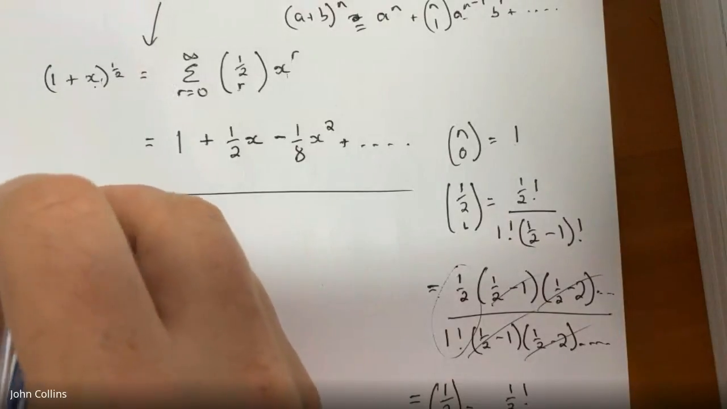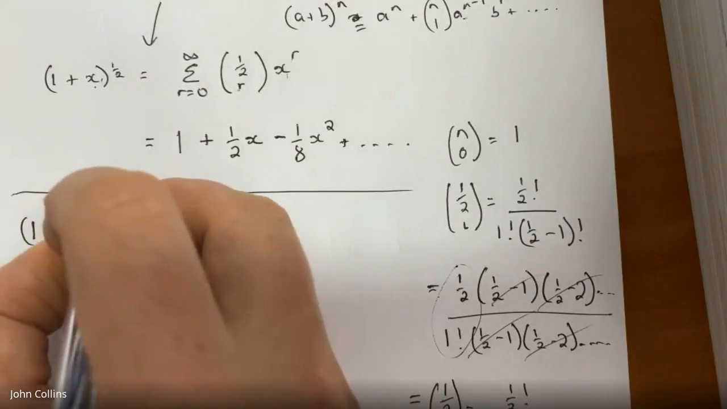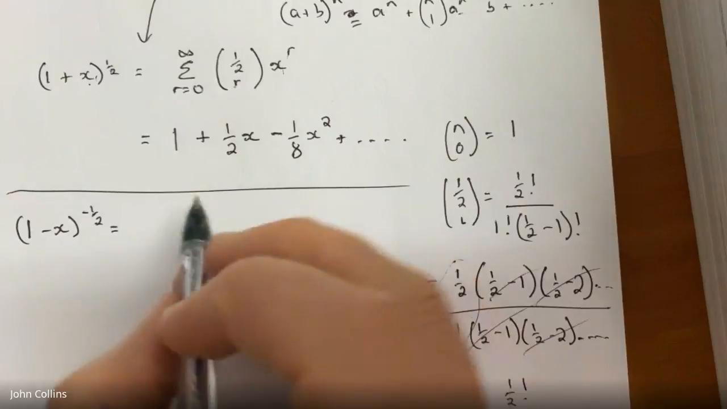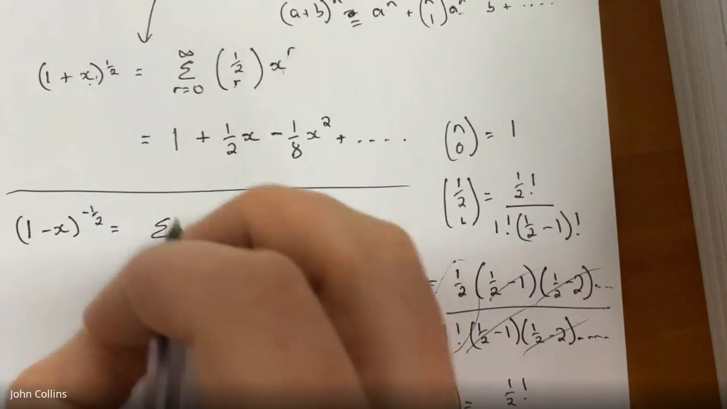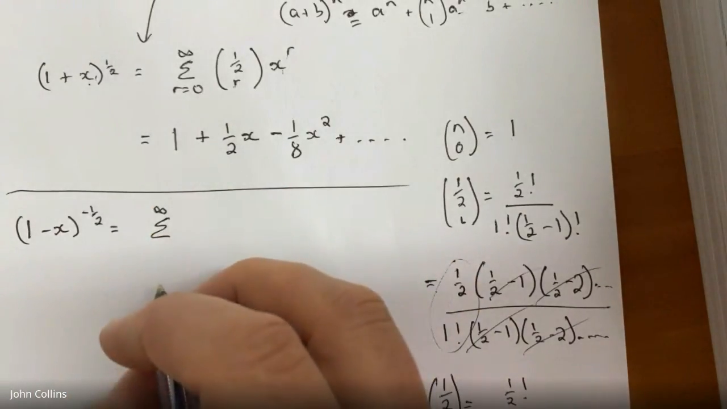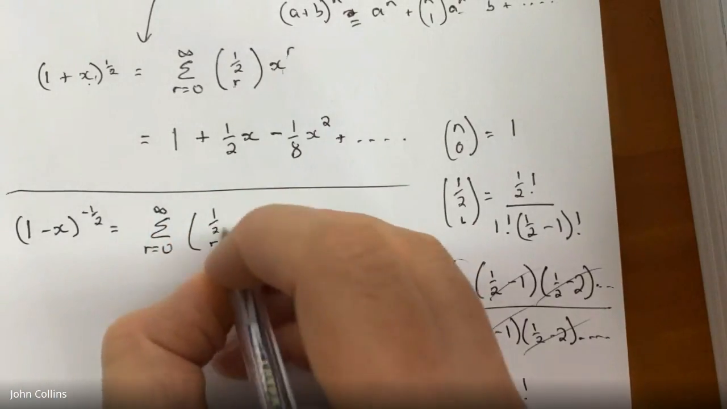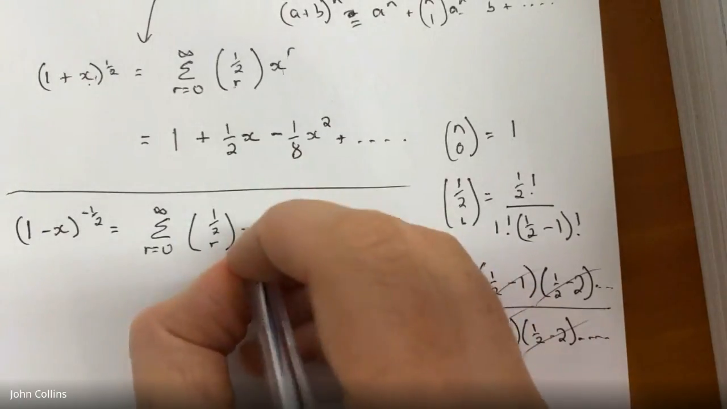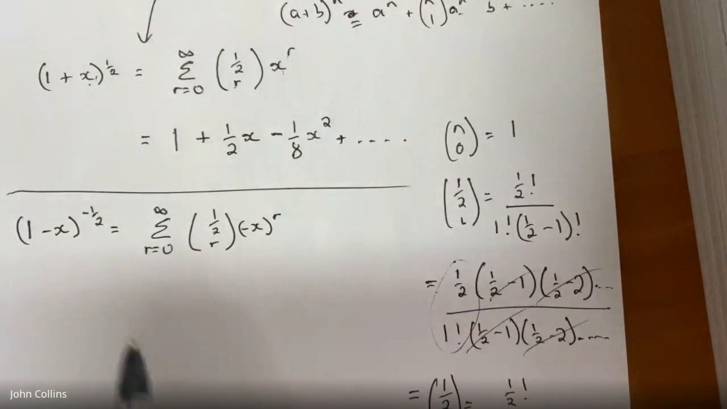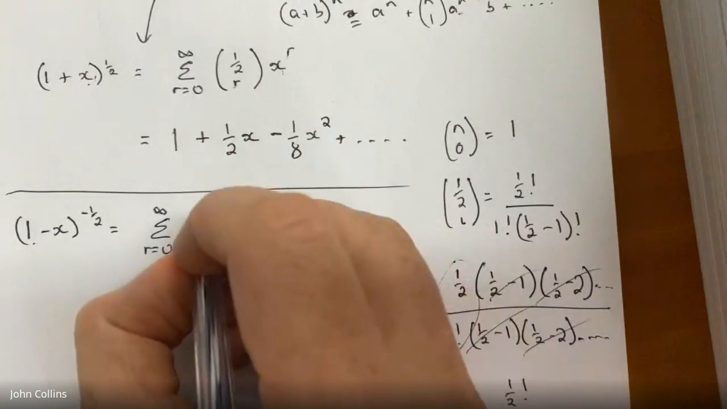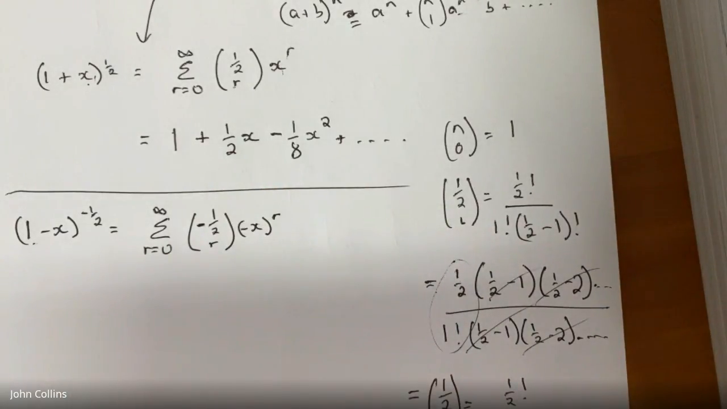So let's do 1 minus x to the minus a half. Tamara, are you okay? Same thing. I'll just set it up in general. We're going to start at 0, minus a half choose r, but this time we've got negative x to the power of r. Once again, wait, is it not negative a half? Minus a half choose r? Yes, it is. Good spot.